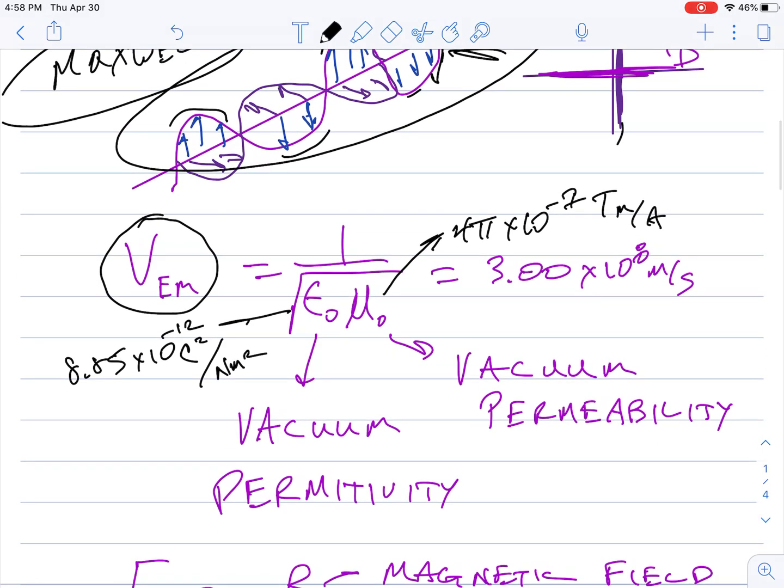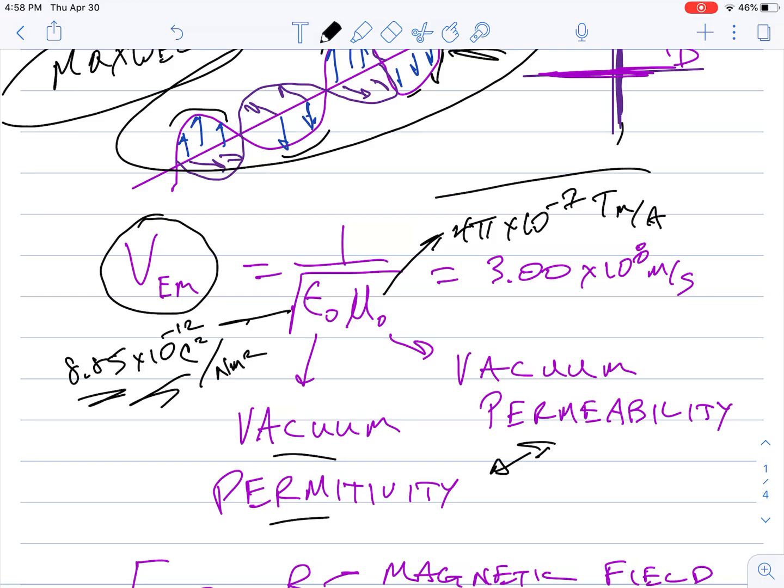So this is 1 over epsilon naught. Epsilon naught, remember, is the vacuum permittivity constant, and that's 8.85 times 10 to the negative 12 coulombs squared per newton meters squared. Multiply that by mu naught, which is the vacuum permeability constant. Okay, these are not the same thing, but this is one of the rare instances where you see them both in the same equation.